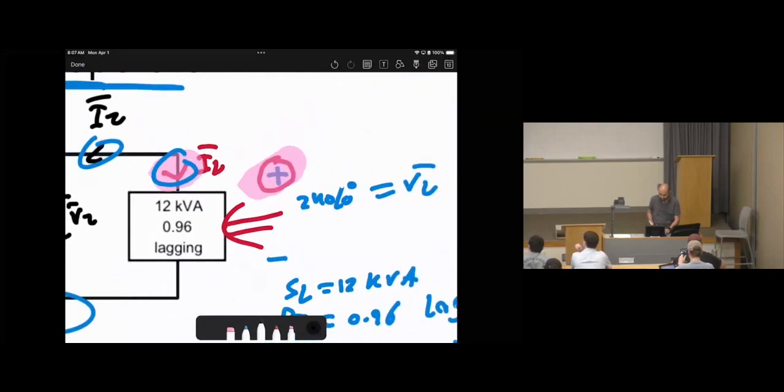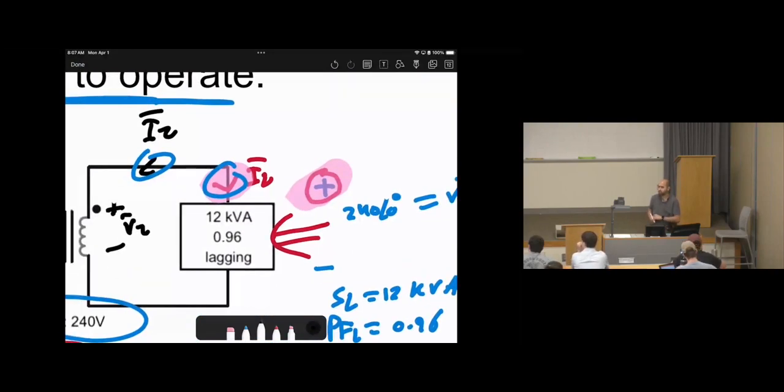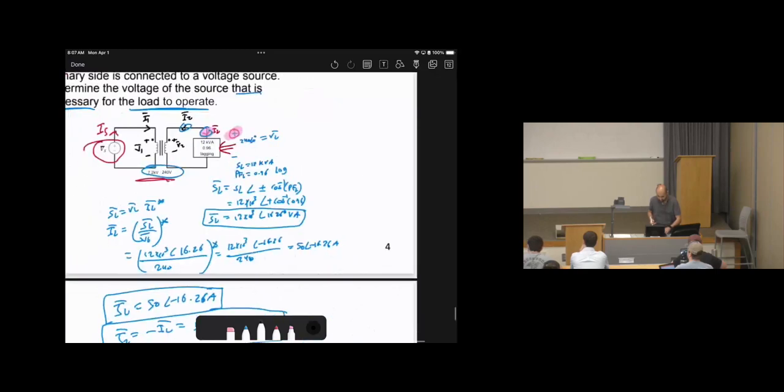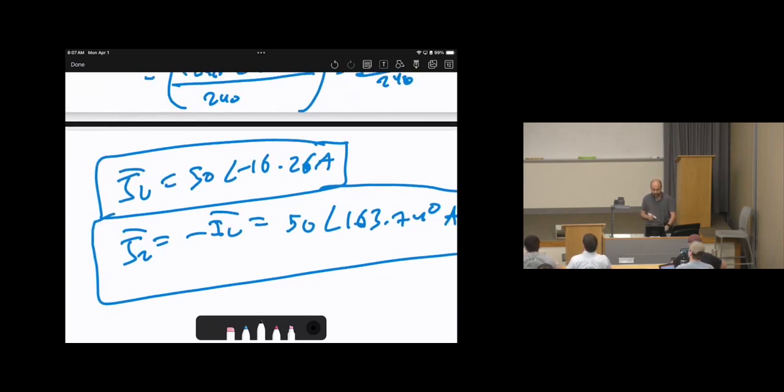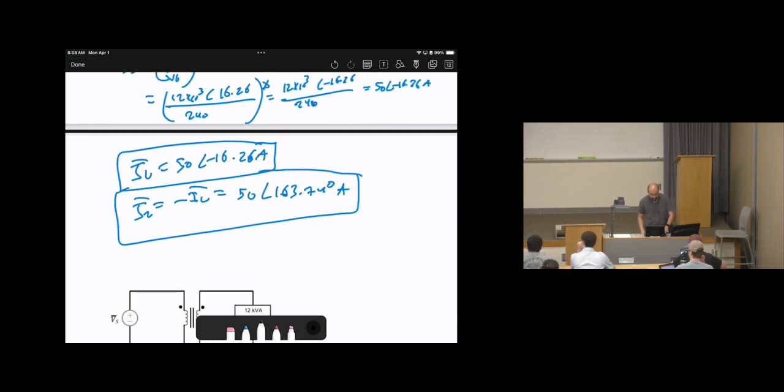After calculating IL, what's the relationship between IL and I2? They are the opposite of each other, and opposite means a negative sign in rectangular coordinates. But in polar, we put a 180 degrees phase shift. That's the difference. So in polar, negative 16.26 plus 180 degrees phase shift will be 163.74 degrees. Or in other words, if you are afraid of confusion, you can say 0 minus 50 angle negative 16.26, so the calculator will give you the answer. Okay? So after calculating the currents, we know I2.